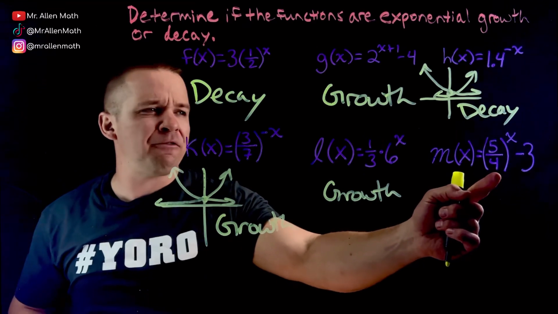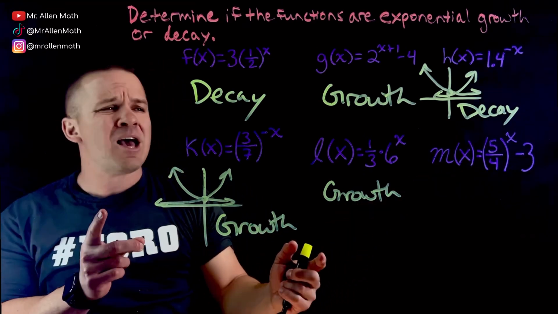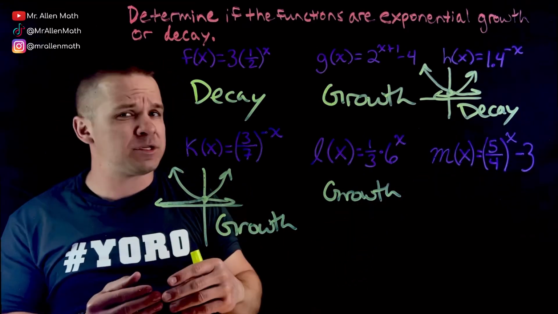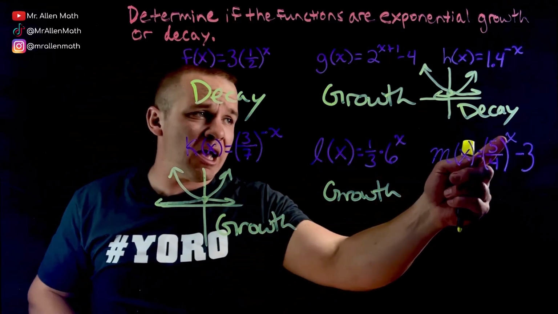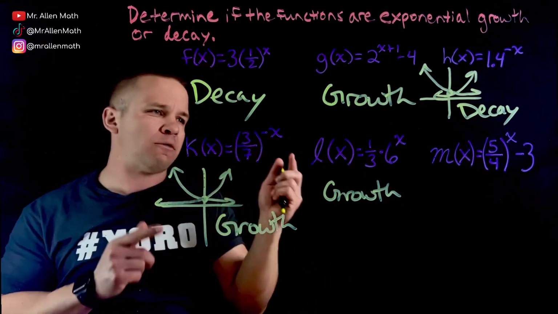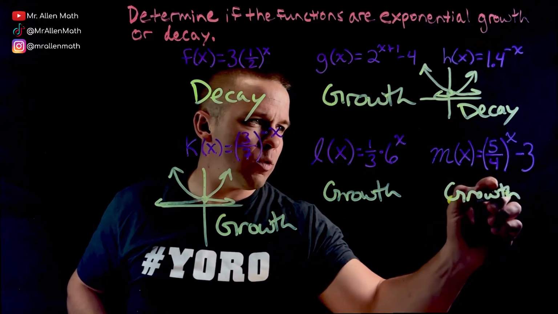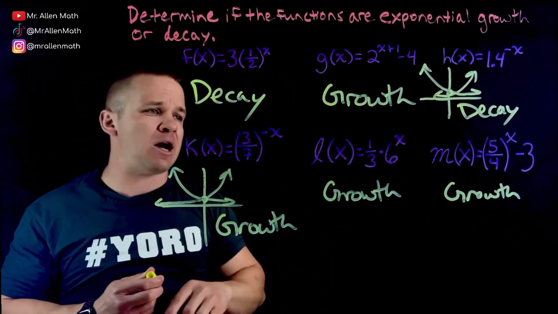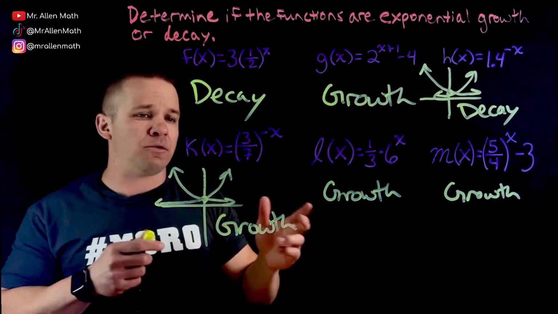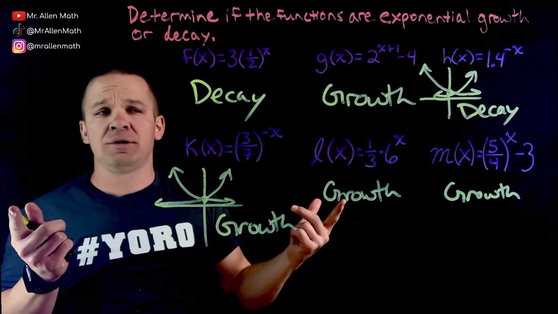And then over here, I have 5/4. Usually we think fractions are going to be like decay, right? But 5/4 is greater than 1. And I have an x for my exponent, with no horizontal reflection or anything like that. So this is going to be growth as well. That -3 is just going to shift the graph down 3, not going to play into the growth or decay aspect. All right, 2 decays, 4 growth.